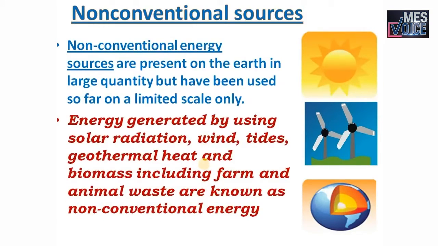You can define, or technically you can say, energy generated by using solar radiation, wind, tides, geothermal heat, and biomass, including farm and animal waste, are known as non-conventional energy. This is comparatively a technical definition in which different energy sources are mentioned. They are collectively known as non-conventional sources.